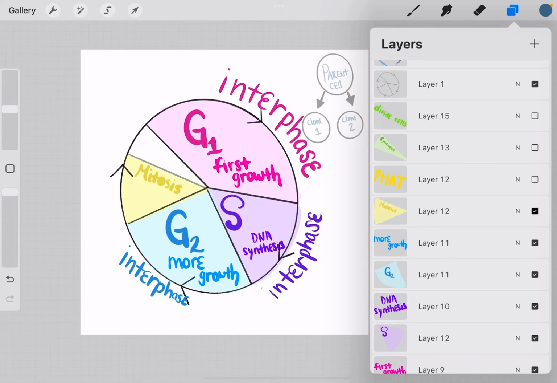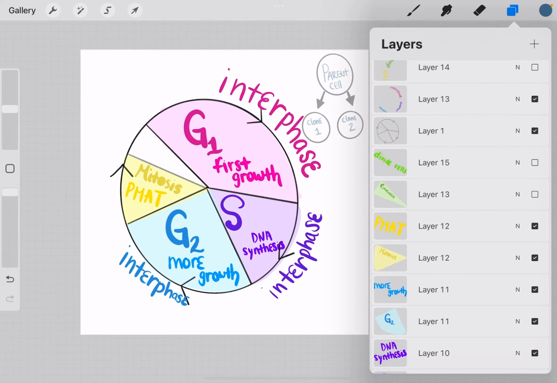Okay, then we're actually going to get into division. That division is called mitosis. Hopefully you've heard of that word before, but if not, mitosis just means cellular division. And there are 4 phases of that: P, M, A, and T: prophase, metaphase, anaphase, and telophase. We're going to break that down later on in the lesson. But for now, you need to know that mitosis and PMAT are basically the same exact thing.